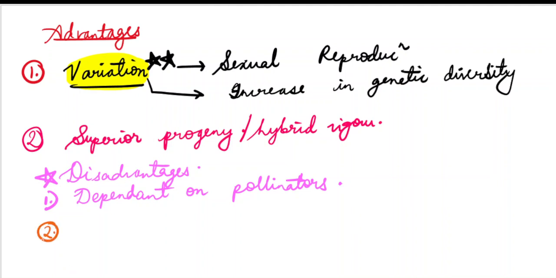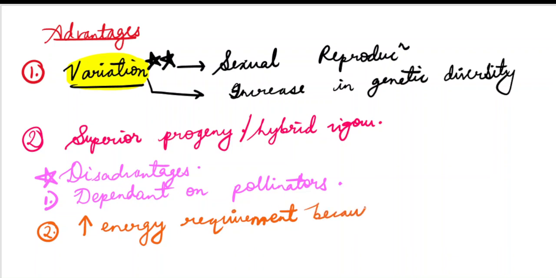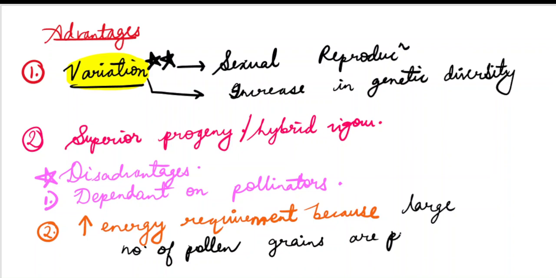Okay, this is the very first point. The second point is that there is a requirement of more energy. Why? Because they have to produce a large number of pollen grains. So there is a high energy requirement, because a large number of pollen grains are produced. So this is a disadvantage.